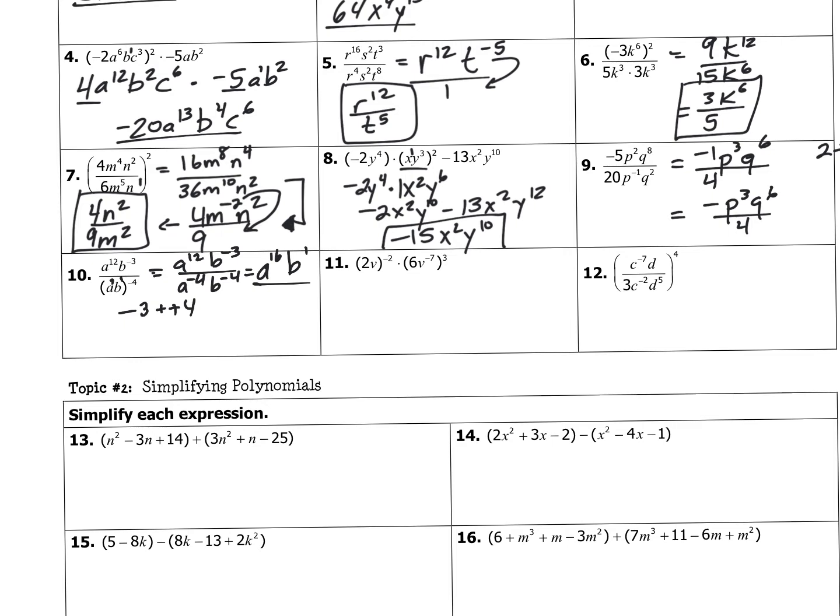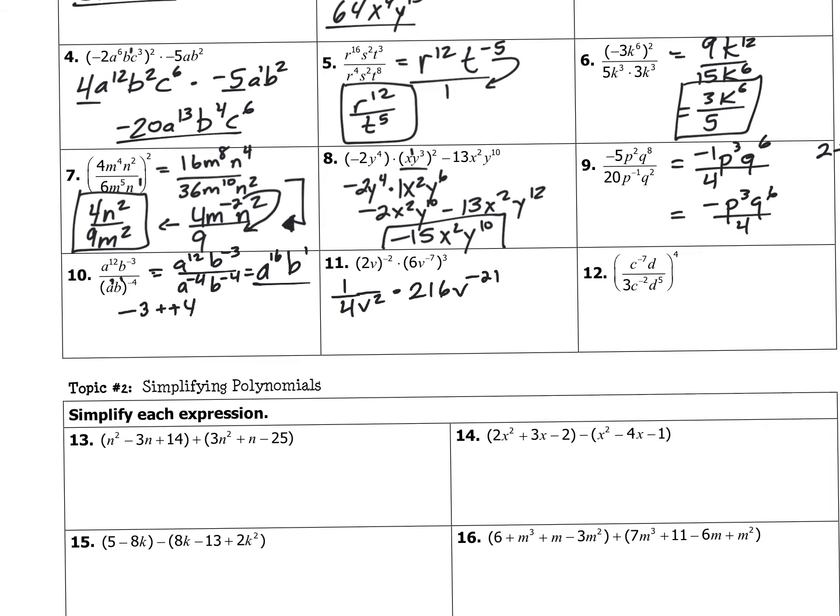Number 11, we've got the power rule, and then the product rule. 2 to the negative 2 power is 1 over 4. And then v to the negative 2 power, so that's going to be v squared in the denominator, times 6 to the 3rd power, which is 6 times 6 is 36, times 6 is 216. V to the negative 7 times 3 is v to the negative 21.